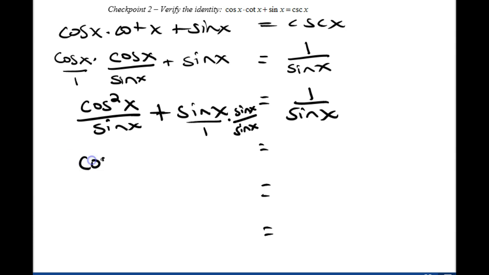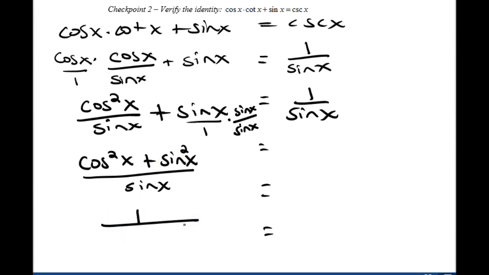And now I've got cosine squared x plus sine of x squared, because sine times sine. And all of that is over sine of x. Now, my next tip or trick is to think, oh, I see squareds. Pythagoras is here. It's like, where's Waldo? So I found Pythagoras. Cosine squared plus sine squared is 1, according to my Pythagorean identity. And I now have 1 over sine x equals 1 over sine x.